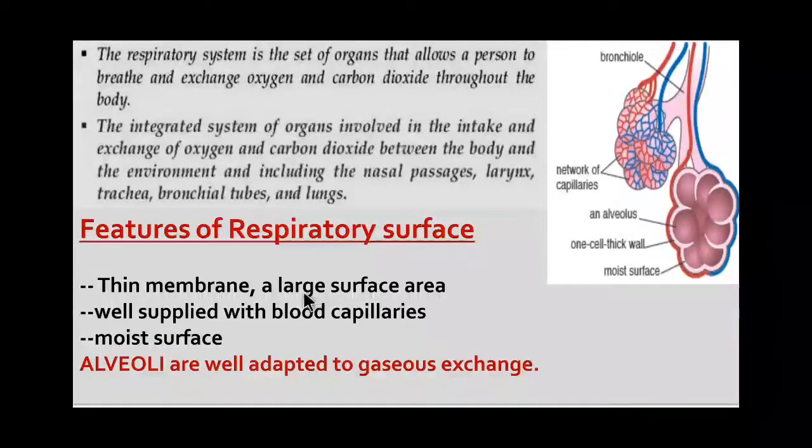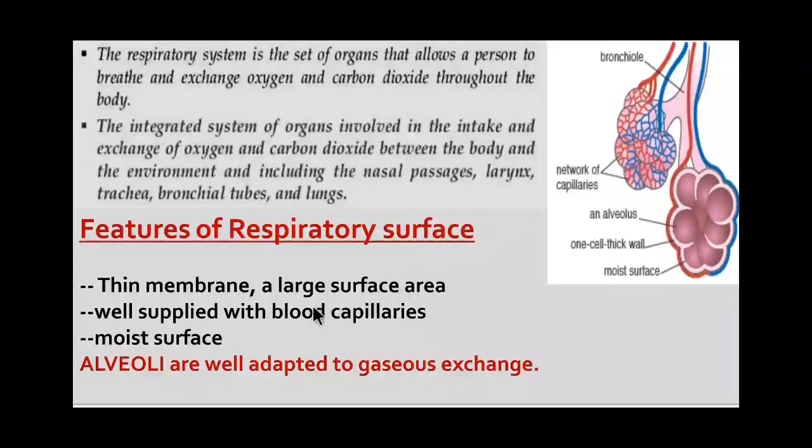Then these have a large surface area to get enough oxygen. Okay, because there are millions of alveoli present here. Then the respiratory surface has abundant blood capillaries for quick diffusion and transport of gases. So the walls of the alveoli have an extensive network of blood vessels.